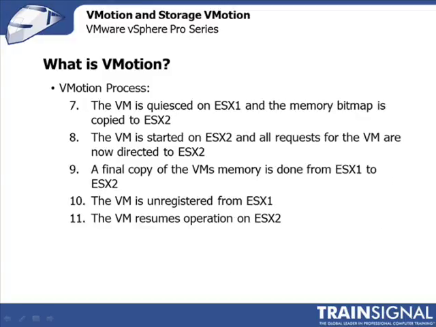Continuing the vMotion process, the virtual machine is quiesced on ESX1, and the memory bitmap is copied to ESX2. Next, the virtual machine is started on ESX2, and all requests for the virtual machine are now directed to ESX2. Then a final copy of the virtual machine's memory is done from ESX1 to ESX2. Finally, the virtual machine is unregistered from ESX1, and then the virtual machine resumes operation on ESX2.